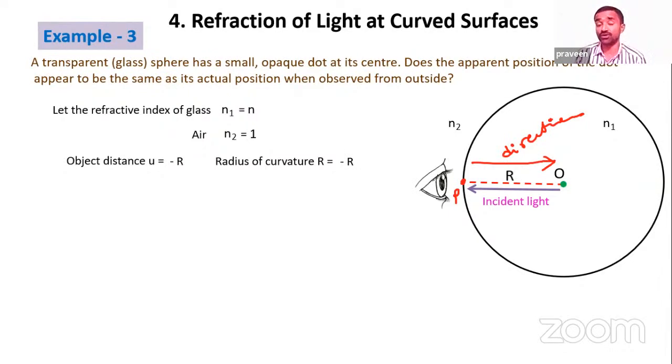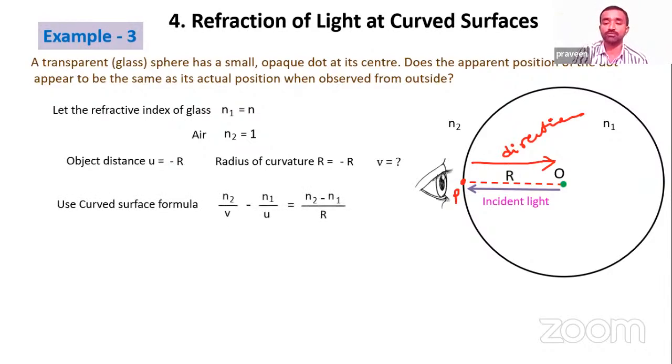Then what surface do we have here? A sphere, so it is a curved surface. So we use the curved surface formula: n2 by v minus n1 by u is equal to (n2 minus n1) by r. Then drop down the values. Here the n2 value is 1 and the n1 value is n. The v value is unknown, we are finding it.